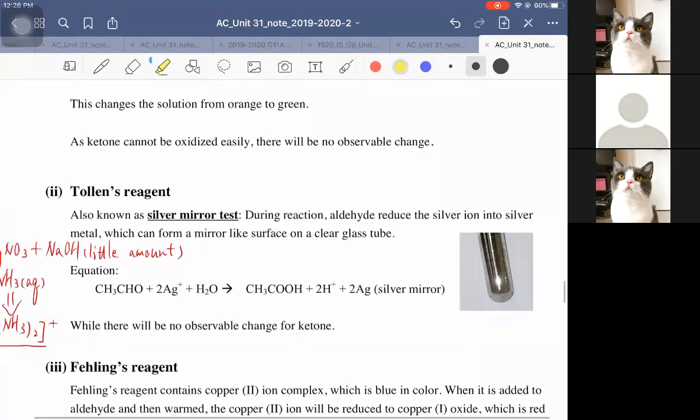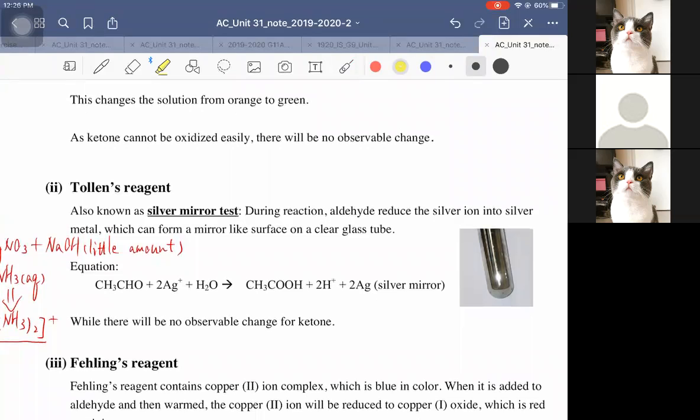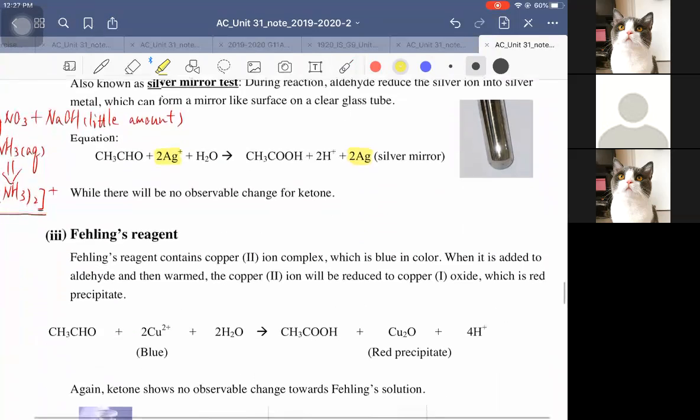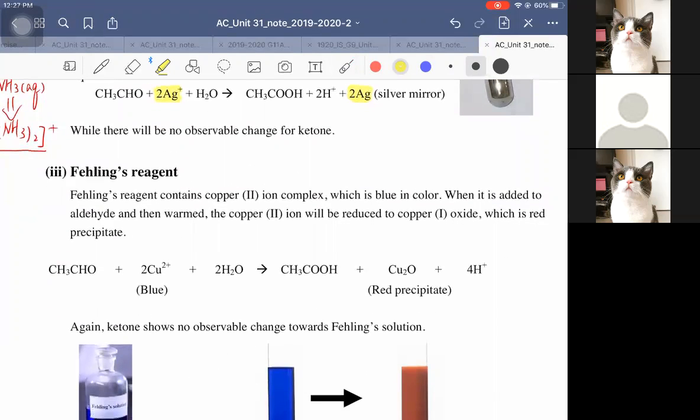For the second one, Tollens reagent, except for the aldehyde, that's going to be given in the question, you need to remember the active substance is silver ion. After the reaction, you're going to change to silver. Okay? And then, of course, you need to balance it using water and hydrogen ion. And for the third one, Fehling's reagent, except for the aldehyde, you need to remember the active substance should be copper 2 ion, and would change to copper 1 oxide, the red precipitate. Okay, and then you just need to balance the equation, and that's all.